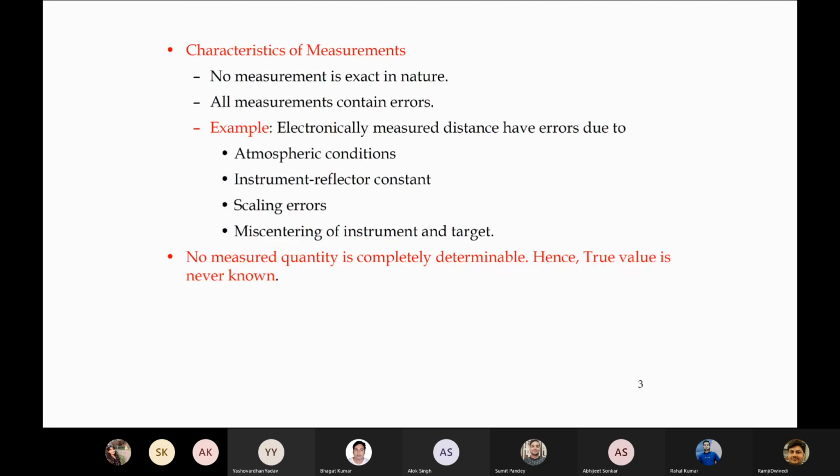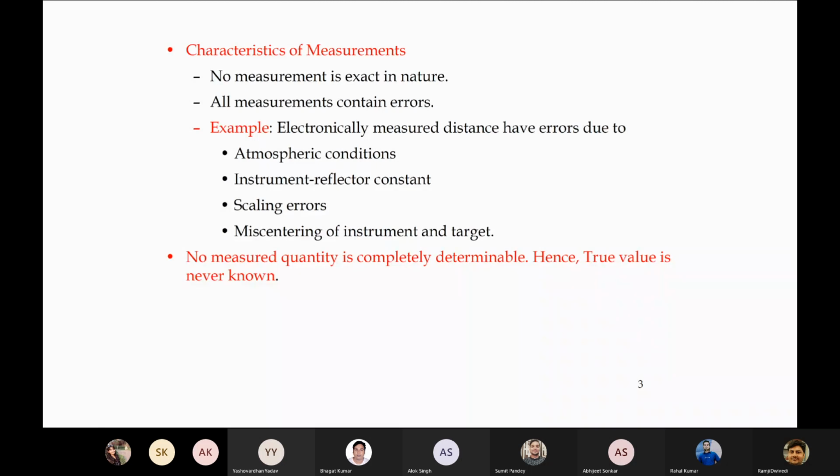And no measured quantity is completely determinable, hence the true value is never known. If I ask you what is the true length of a table, let's say any table which I give you, and I ask you what is the true value of the table, you cannot say what the true value is. You will only have an estimated value. What is the difference between estimation and true value?